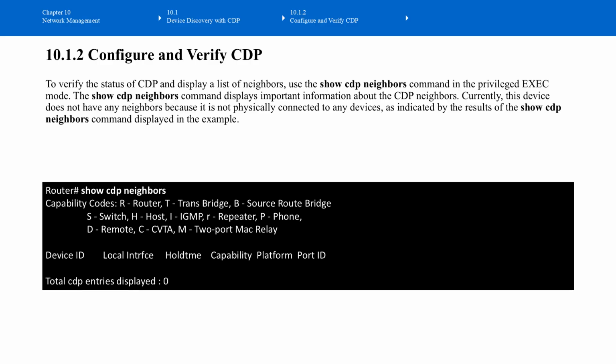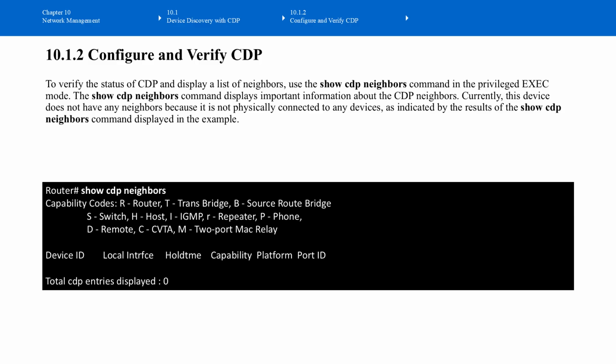To verify the status of CDP and display a list of neighbors, we can use the show command. Of course, this is for showing CDP. You use show cdp neighbors, and then the corresponding information will be shown.